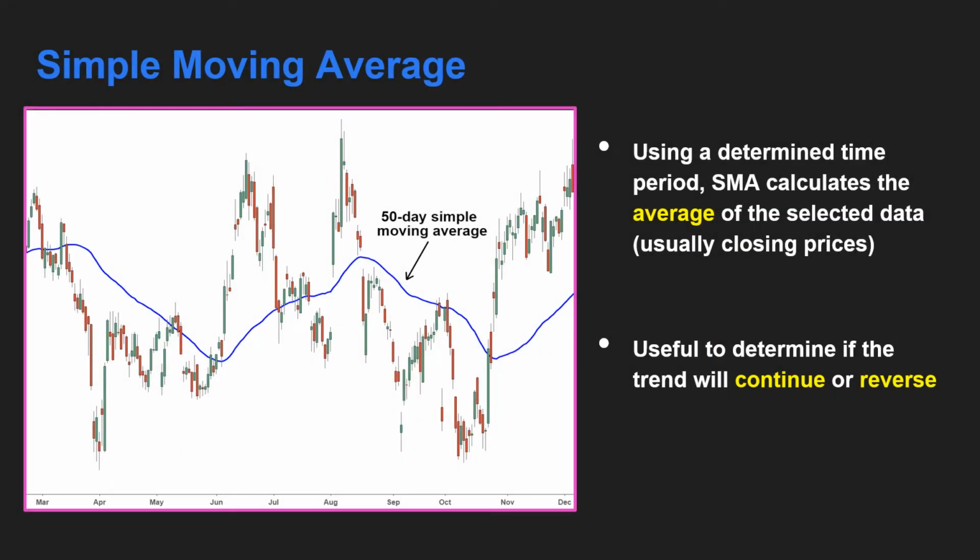Thank you, CJ. In this part of the presentation, I'll be discussing some popular technical indicators. The first one is simple moving average. Simple moving average uses a determined time period to calculate the average of the selected data, which is usually the closing prices. This is very useful when determining if the trend will either continue or reverse.